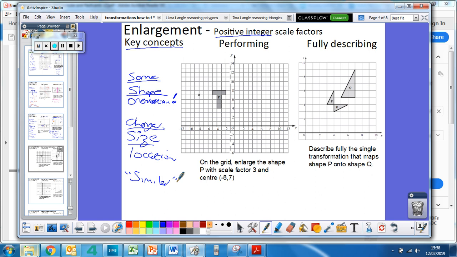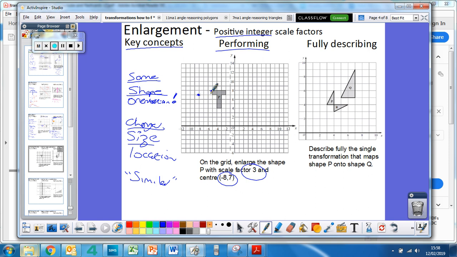In terms of performing an enlargement, you get given a scale factor, 3. And if you drew this shape exactly 3 times bigger anywhere on this grid, you would get a mark in an exam. So if you forget all of this and you're sat in an exam, just do it 3 times bigger anywhere and you'll get the mark. But let's go for 2 marks on this. Let's try and also use the centre. Negative 8, 7 is the centre of enlargement. That's here.